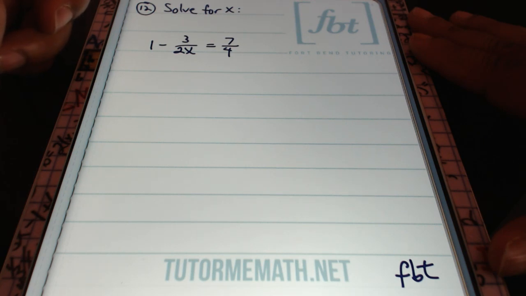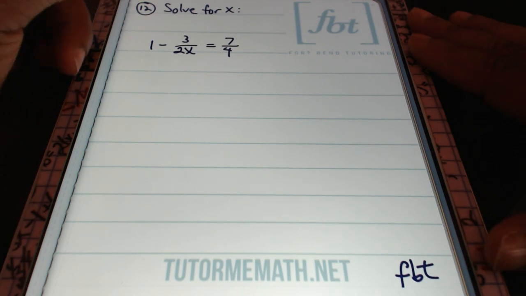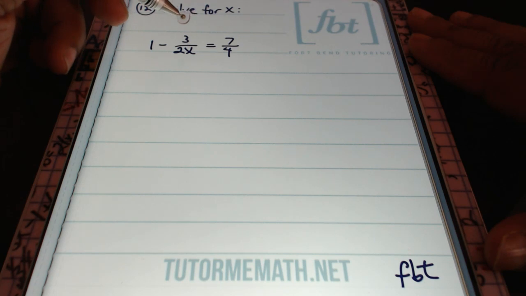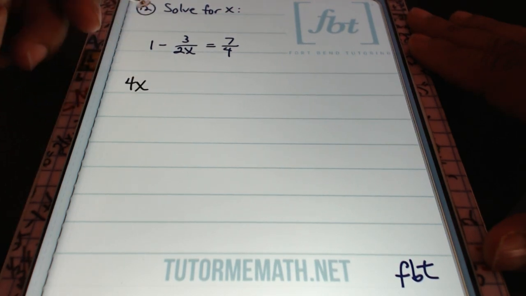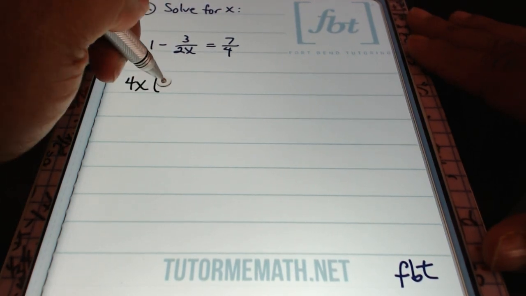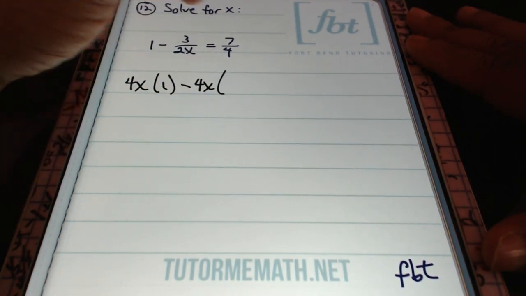In problem number 12, we have solve for x. We have 1 minus 3 divided by 2x equals 7/4. In order to solve for our variable here, I want to get rid of these fractions first. As far as the LCD is concerned, I need a number that 2 will go into evenly, that 4 will go into evenly, and that x will go into evenly. So we're looking at an LCD of 4x. And I'll be multiplying 4x times each and every term, guys.